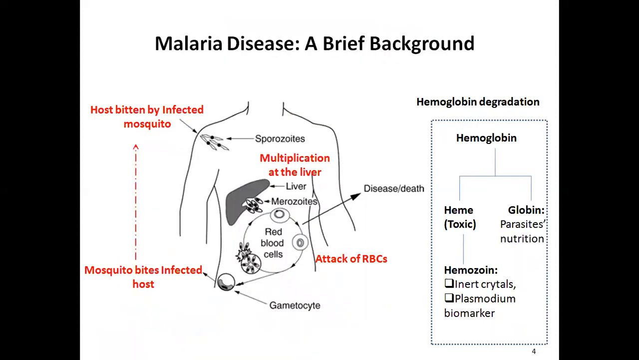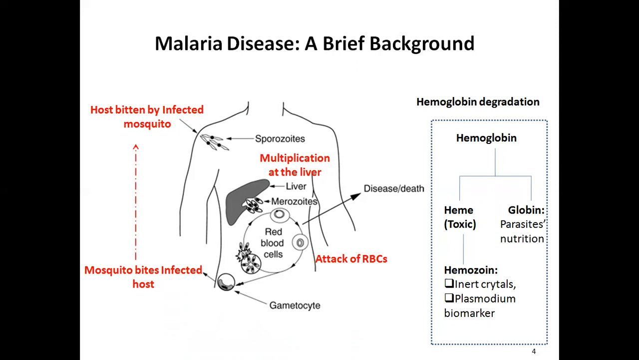So malaria is caused by Plasmodium parasites, which are transmitted by mosquito. When a malaria-carrying mosquito bites a human host, it launches the parasites in form of sporozoites into the bloodstream, and the sporozoites are transported to the liver where they incubate, and after a while they are released again into the bloodstream where they attack red blood cells.